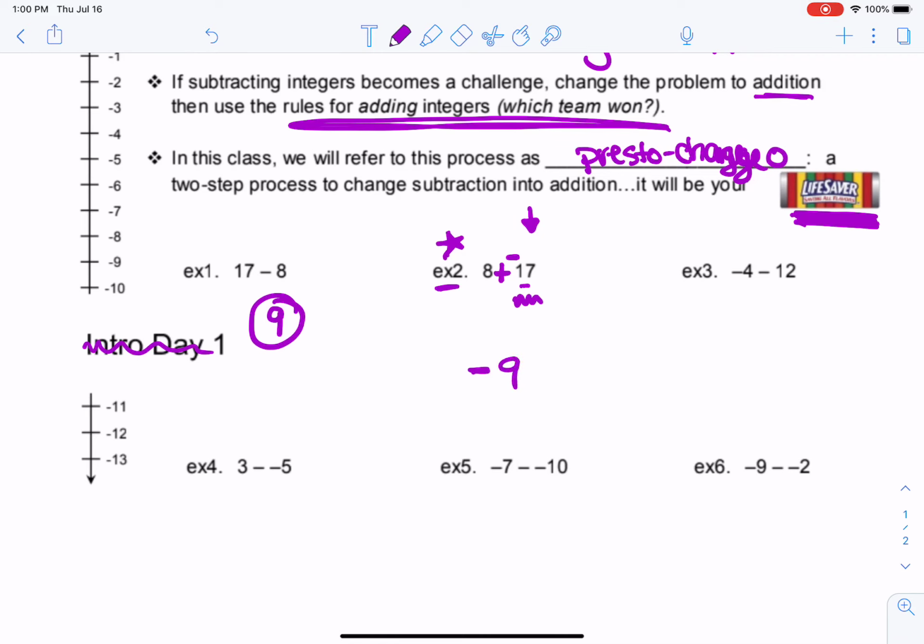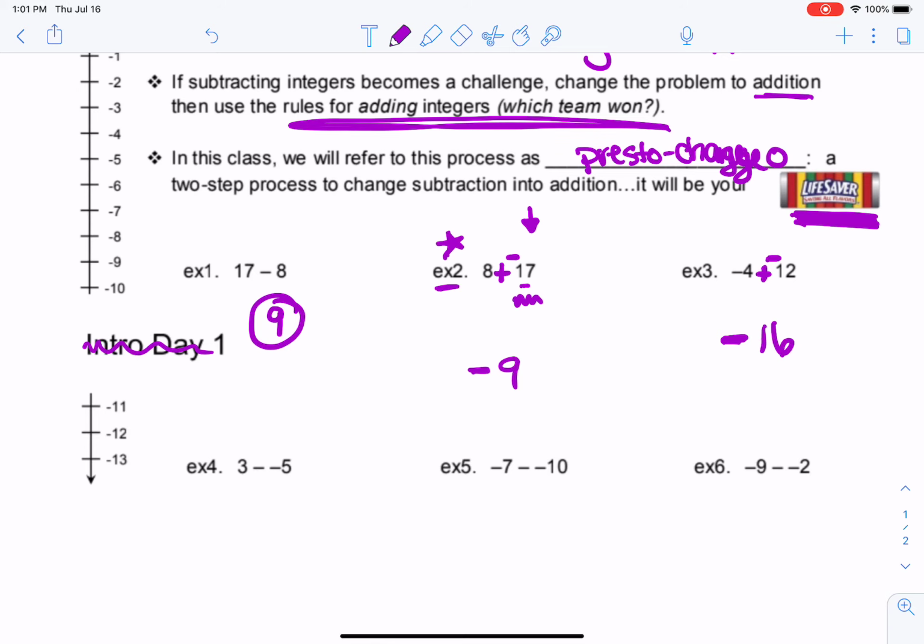Okay, this one is definitely going to be needed, this presto changeo. So I have a subtraction problem. I'm going to change that to addition, and this is a positive 12, so I need to add the opposite, presto changeo. So now I have the same sign, negative 4 plus negative 12. My answer has to be negative, and since they're the same sign, I'm just going to add them up. So this is going to be negative 16.